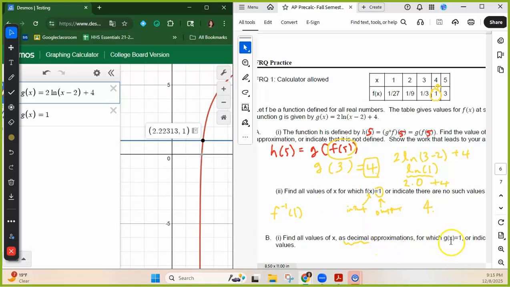The problem is asking you for the intersection where g of x is equal to 1. So only use this one right here. X is equal to 2.223. Okay?